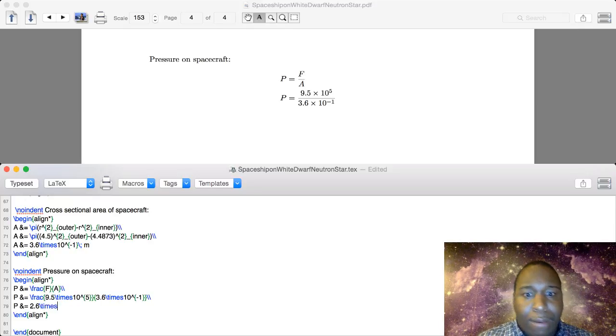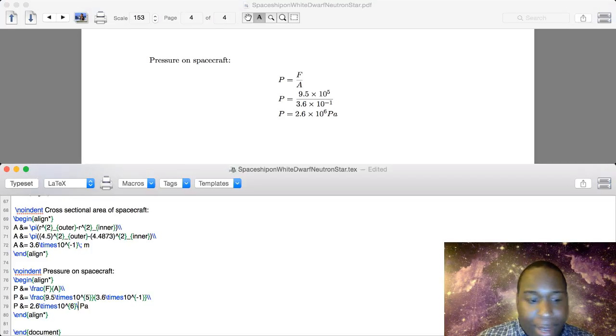times, and this is going to be 10 to the 6th power. 2.6 times 10 to the 6th power. And of course, this is going to be pascals, Pa. Which is the same thing as saying 2.6 megapascals.